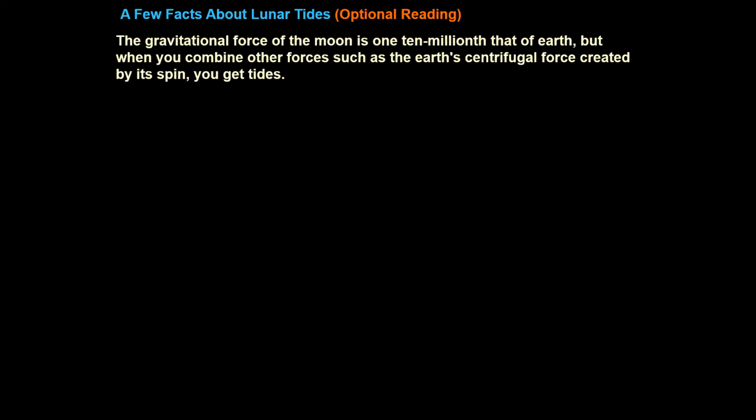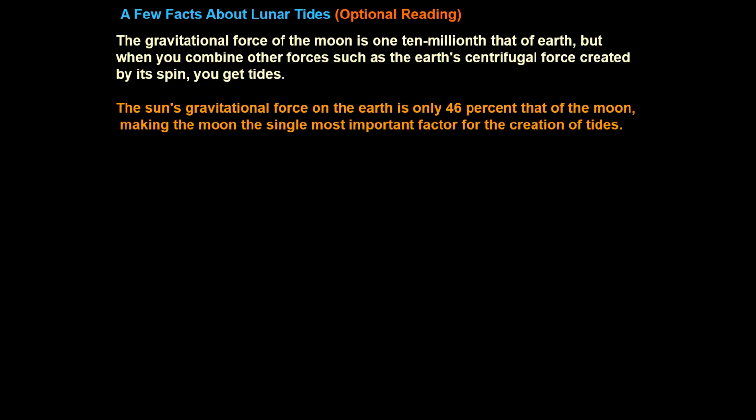Optional reading I've given. The gravitational force of the moon is 1/10 millionth of that of the Earth, which I'll teach you later. But when you combine other forces, such as the Earth's centrifugal force created by its spin, you get tides. What are centrifugal force and centripetal force? Any idea? We will learn. Don't worry.